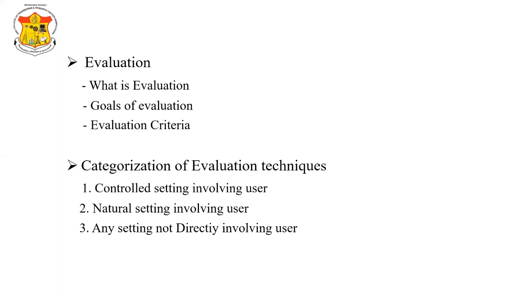In a controlled setting involving users, the experiments and user tests are designed to control what users do, when they do it, and for how long. They are designed to reduce outside influence and distractions that might affect the results, such as people talking in the background.